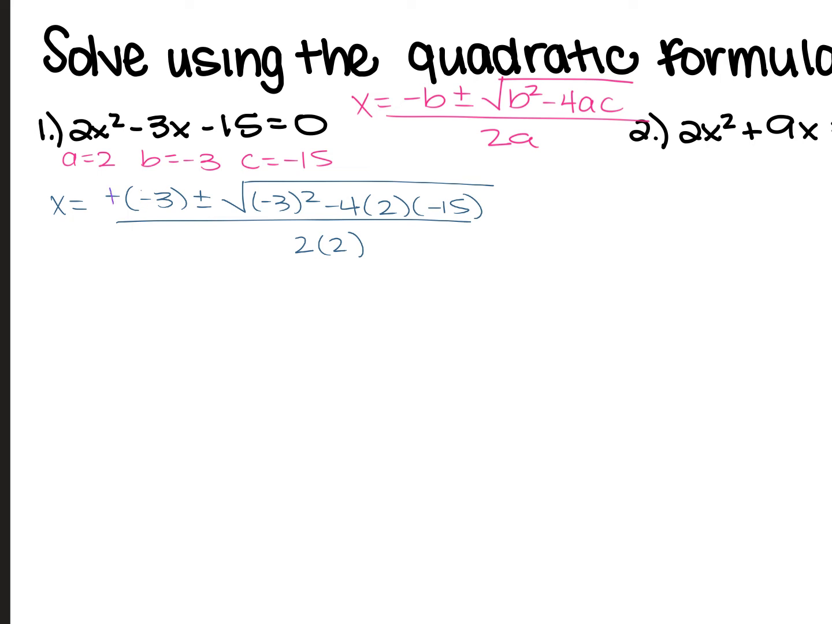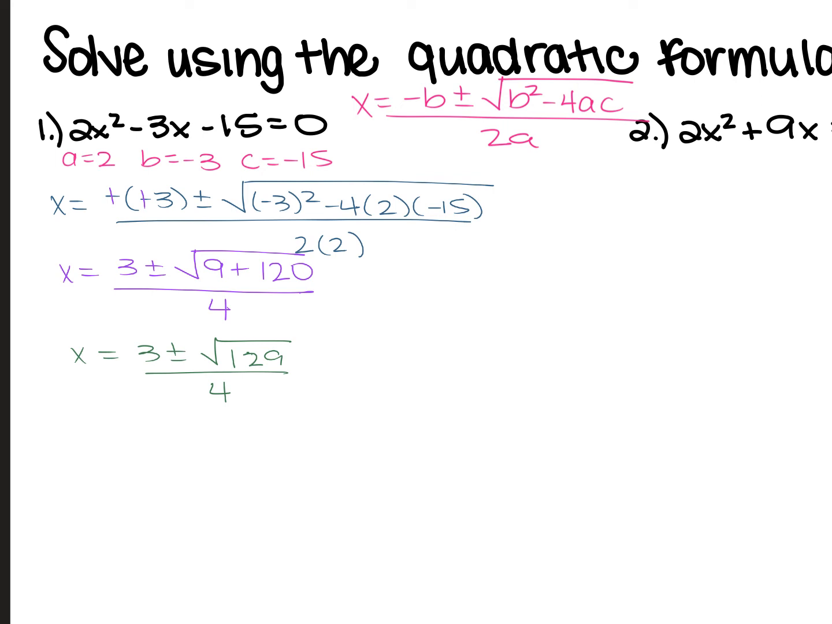Up top, the double negatives turn into positives, so that's going to give you positive 3 on the outside. Plus or minus the square root of negative 3 squared is 9. The negative 4 times 2 is negative 8. The negative 8 times the negative 15 is going to give you a positive. And then you have 30 times 4 is 120. This is all over 4. So underneath your radical, that simplifies even further to give you 3 plus or minus the square root of 129 all over 4.